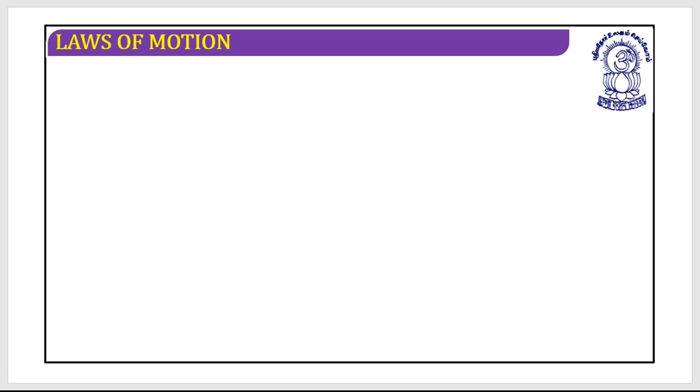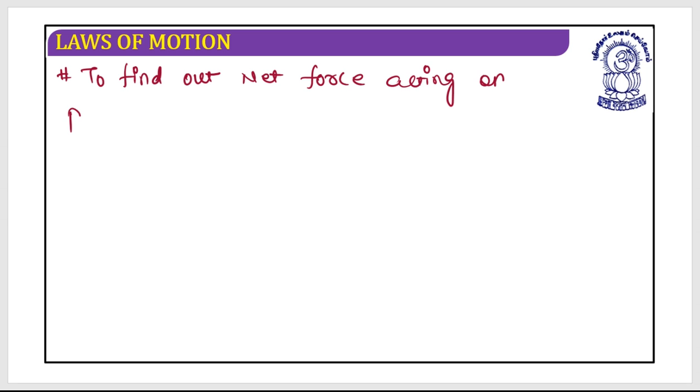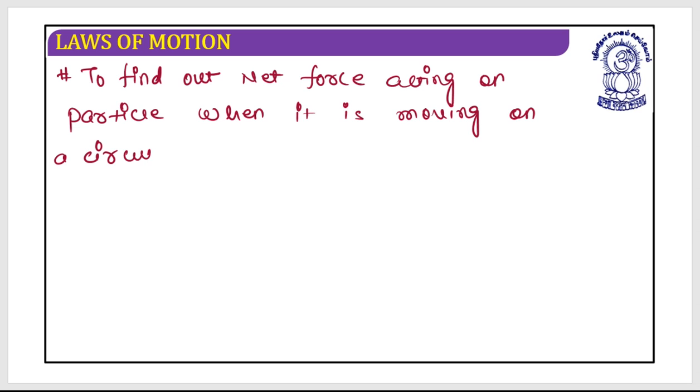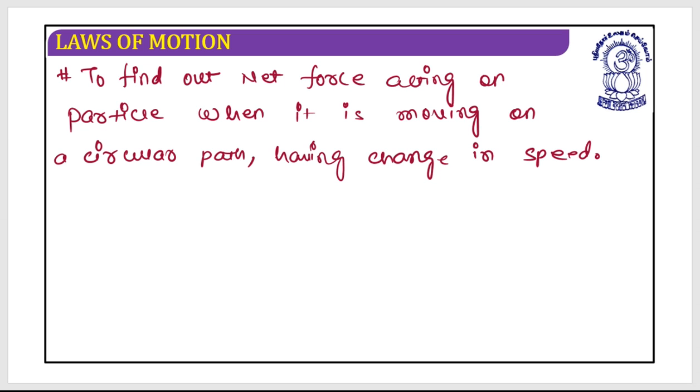Now, to find out the net force acting on a particle when it is moving on a circular path having change in speed, how could I do this? Just follow the basics and the things will be done.